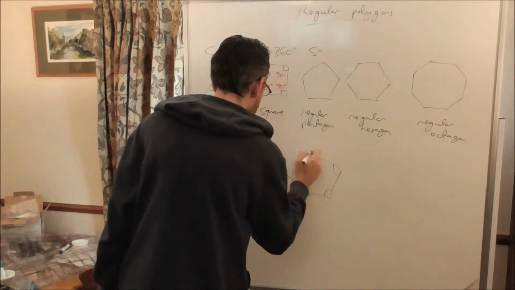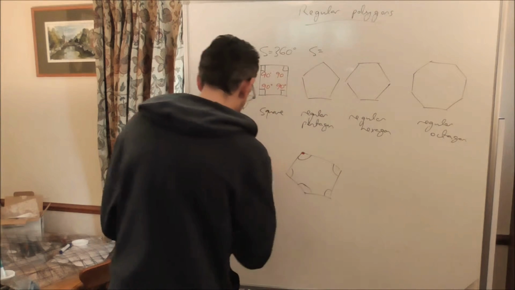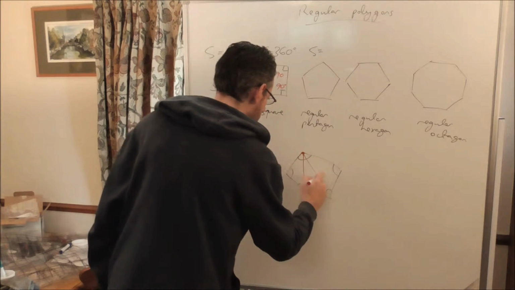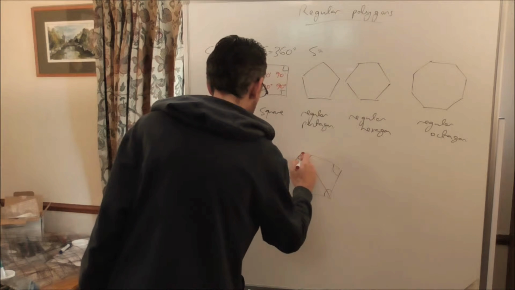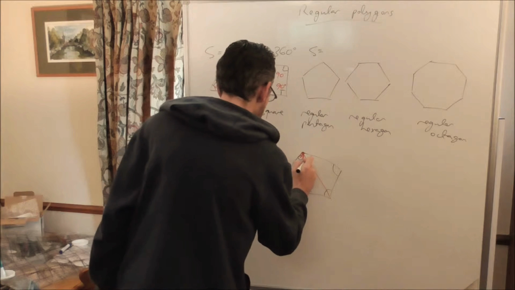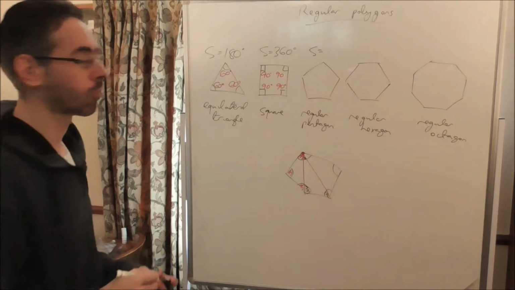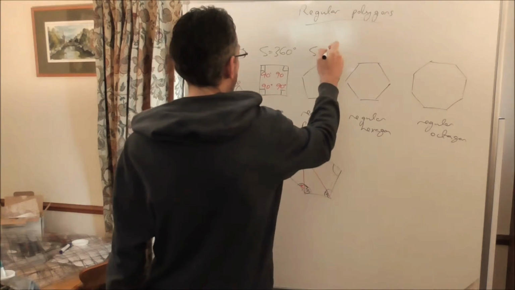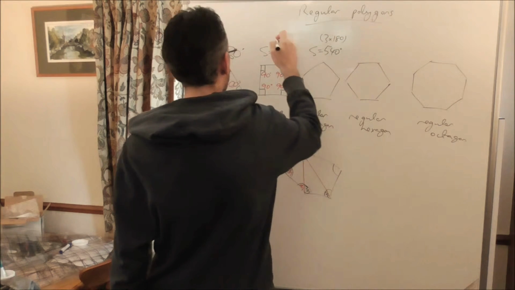So if you pick a corner and you split the shape into triangles by joining this corner to other corners, let's do it. You can join to that corner, you can join to that corner. So that's 3 triangles. These 3 bits of the angles add up to 180. These 3 bits add up to 180. And those 3 bits add up to 180 as well. So the sum of the angles is just 3 lots of 180, which is 540. This was 2 lots of 180.